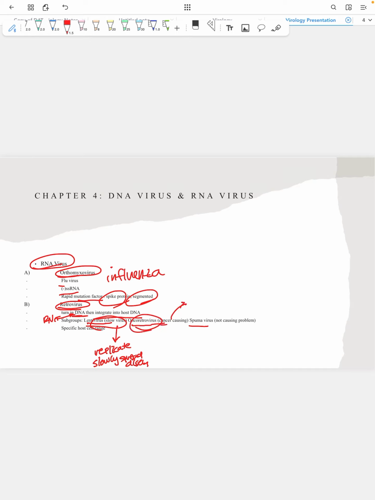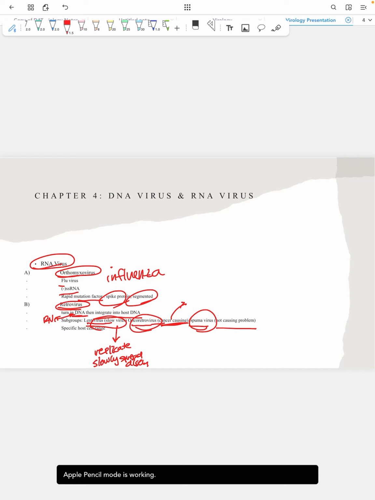Oncovirus is a cancer-causing virus. But lastly, spumavirus is not causing any problems, or any known problems so far. This wraps up the introductory course of the virus.